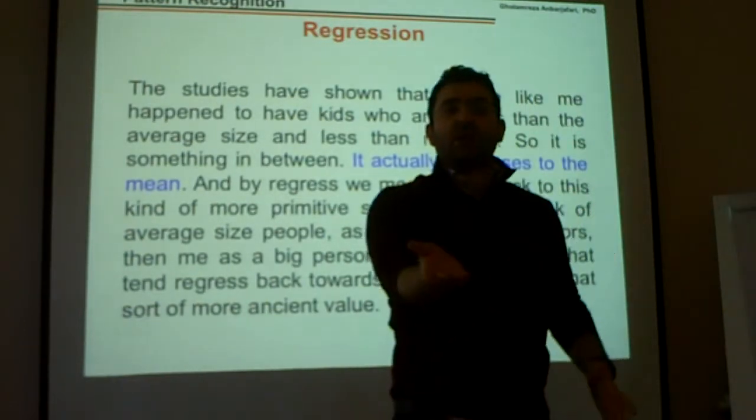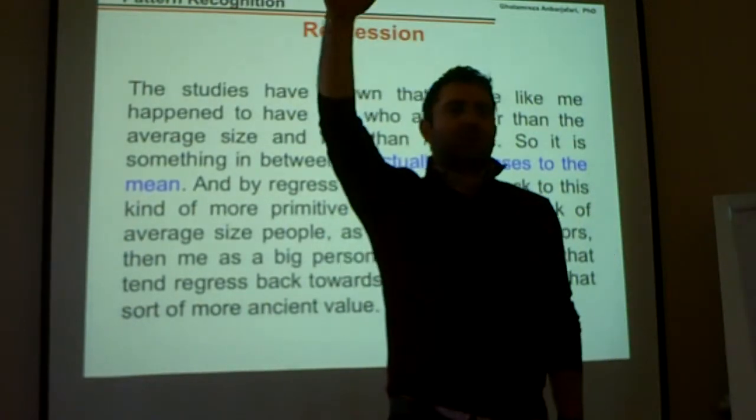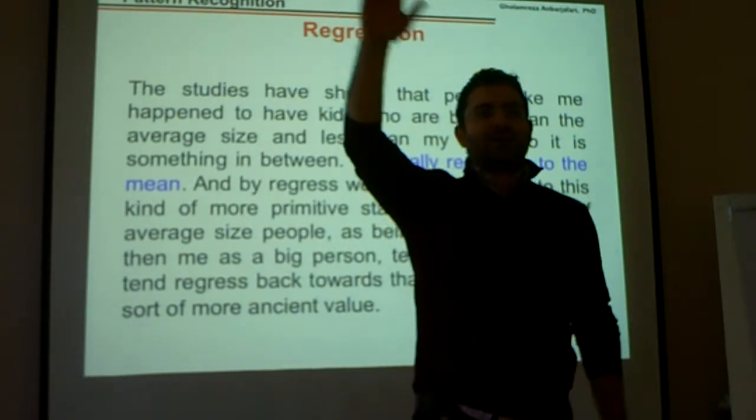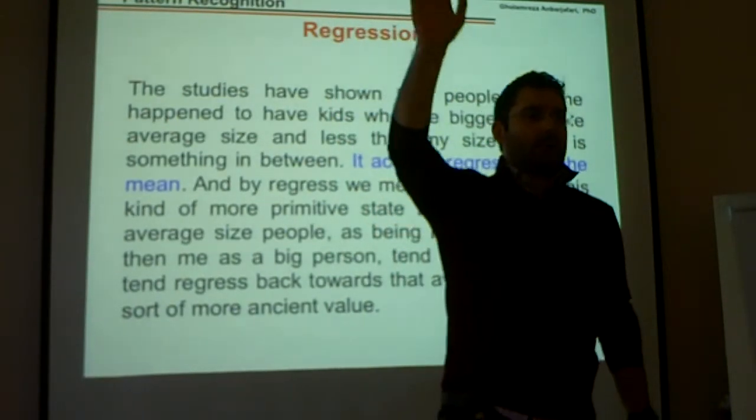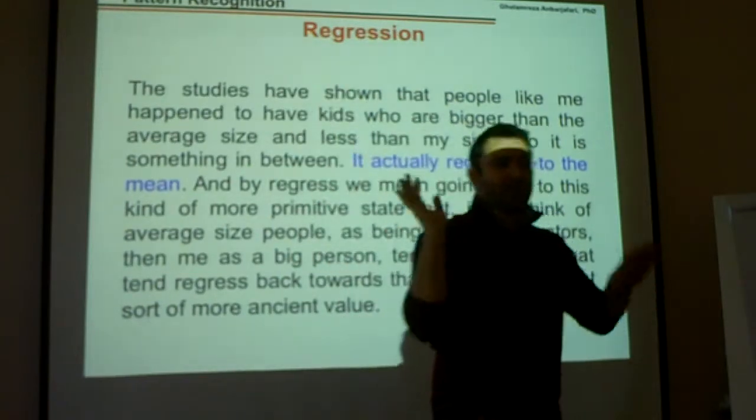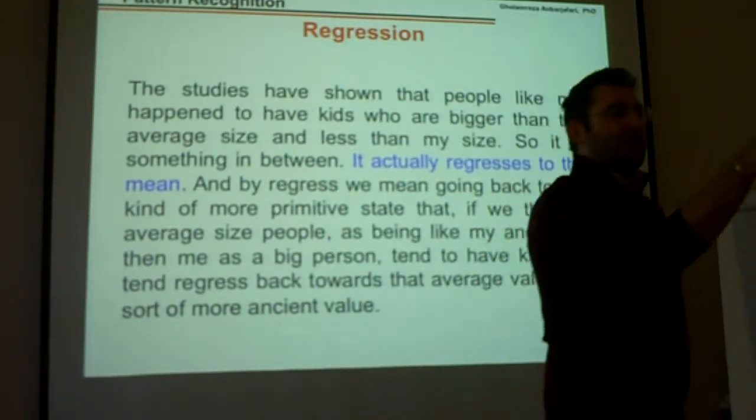You can come up with hundreds and thousands of examples. So look, the person was tall, taller than the average, and the kid was taller than the father. This type of example exists, but the tendency is that we are regressing to the mean.